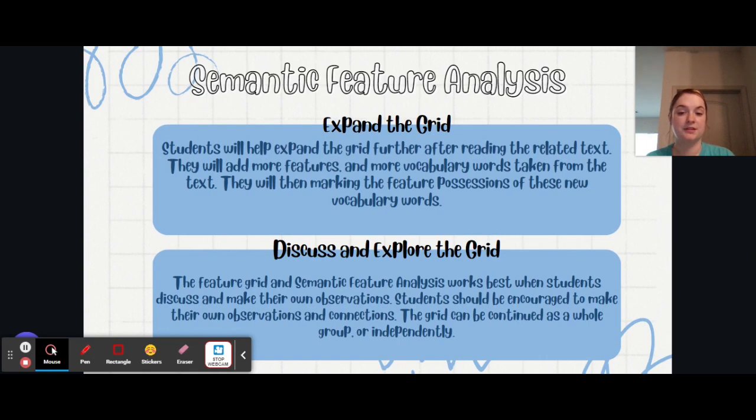The feature grid and semantic feature analysis works best when students discuss and make their own observations. Students should be encouraged to make their own observations and connections between each thing. So again, how is a pontoon and a wave runner similar? How are they different? What makes them related to one another? The grid can be continued as whole group or independently after this point. Students can keep using it with the same text, or they can use it with different texts they read independently.